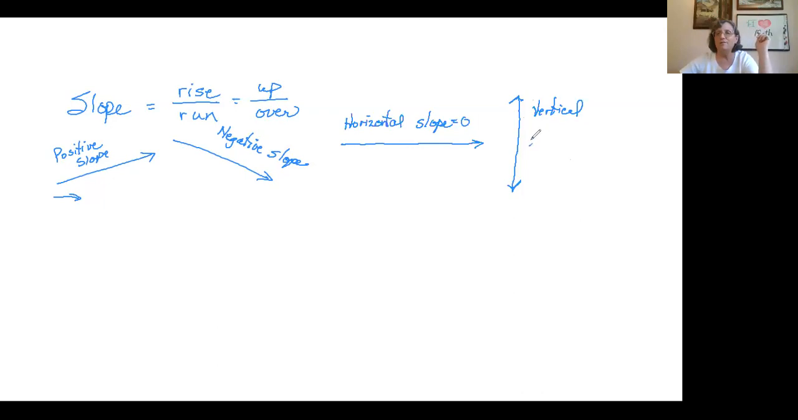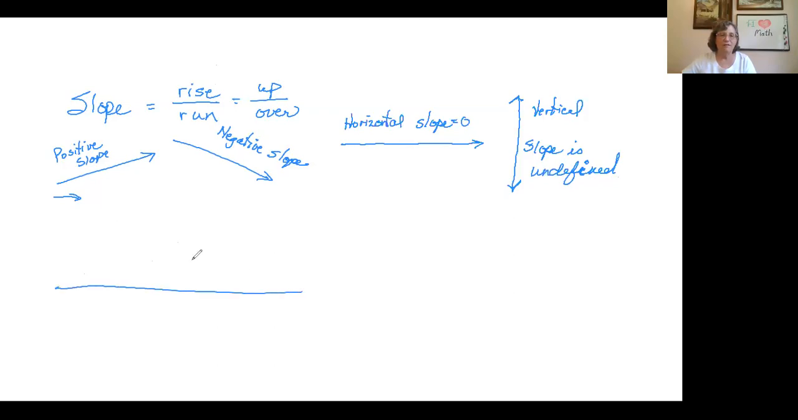And the slope of a vertical line is undefined. Now in math, anytime you hear the word undefined, that means somebody tried to divide by 0. And that actually is the case here. And I'll show you in a minute.